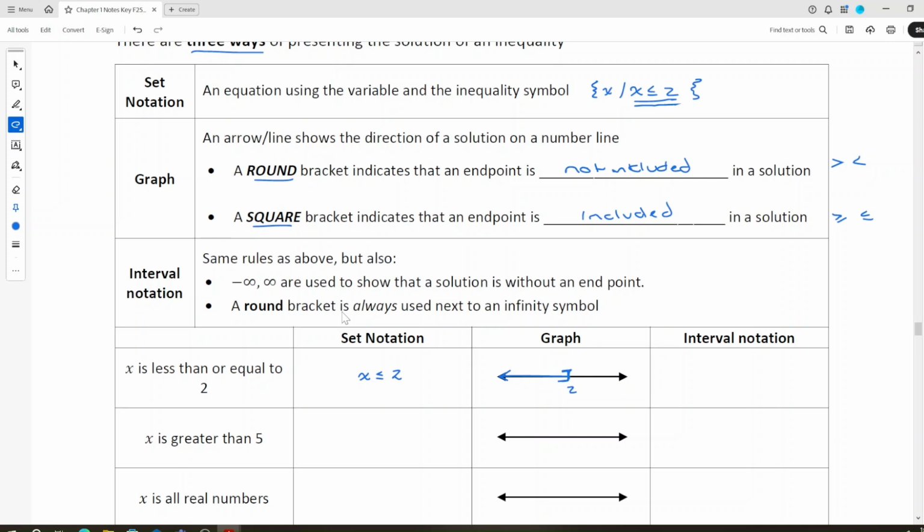The way I remember whether it's a round or a square bracket is that, see the equal to sign there, right? If you do a square bracket, you've got that equal to sign in it, whereas the round bracket means that it's not equal to.